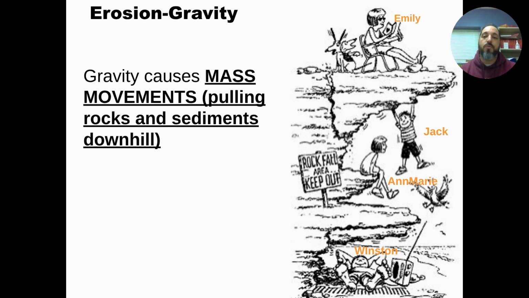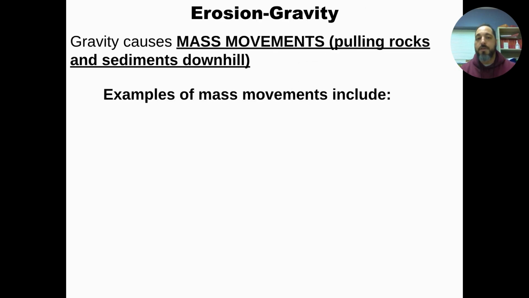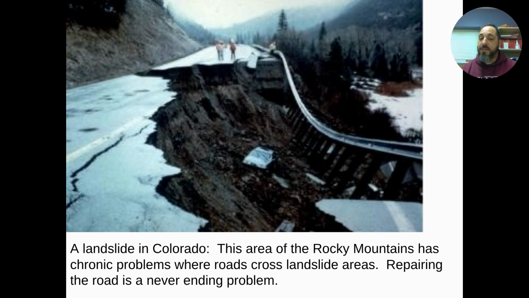So let's start with gravity. Gravity causes mass movements. This is the pulling of rocks and sediments downhill. Some examples of mass movements include landslides. So landslides are when we have a mixture of rock and soil that slide down some sort of hill or mountain. You can see right here, this is a landslide, probably caused by excess rain. As the soil and the rock gets saturated with water, it becomes much easier for it to slide.